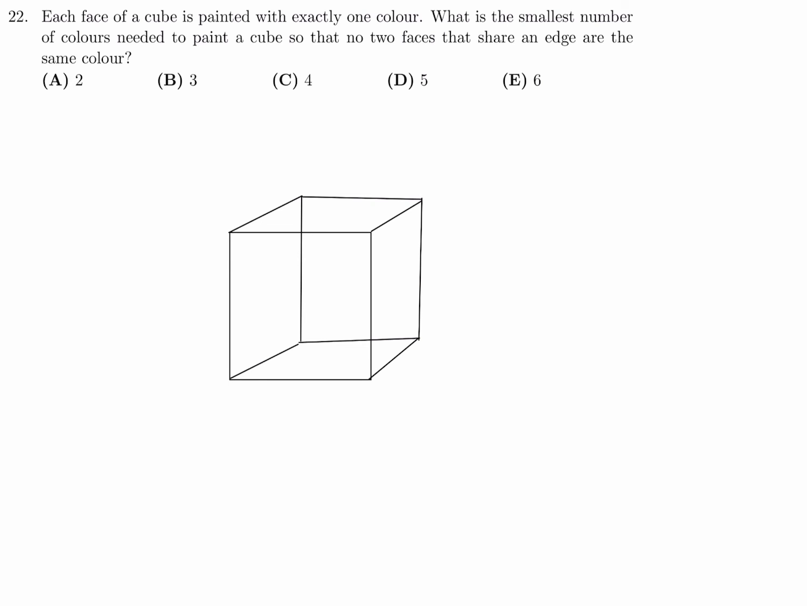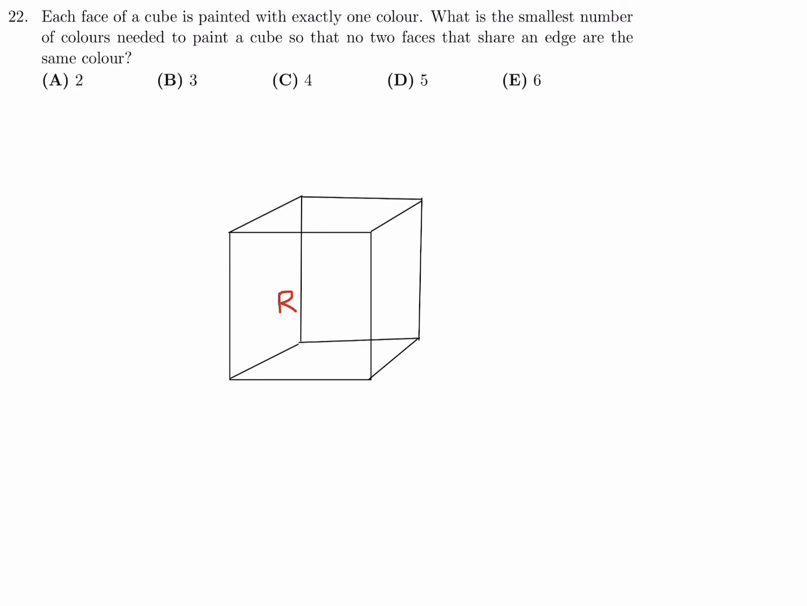Well, let's see. You have to remember that each face has obviously 4 edges, right? So we know that if you have one face, let's say it's red, then none of those other 4 can be red. So that's the first thing to consider. And when you fiddle around with this, you realize that you can have a scenario as follows.